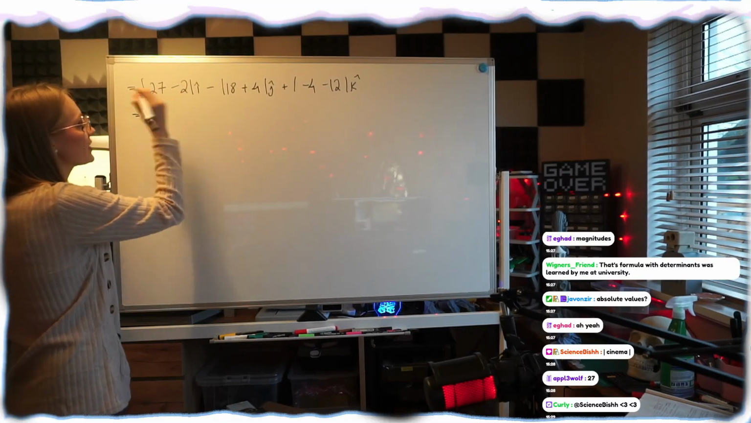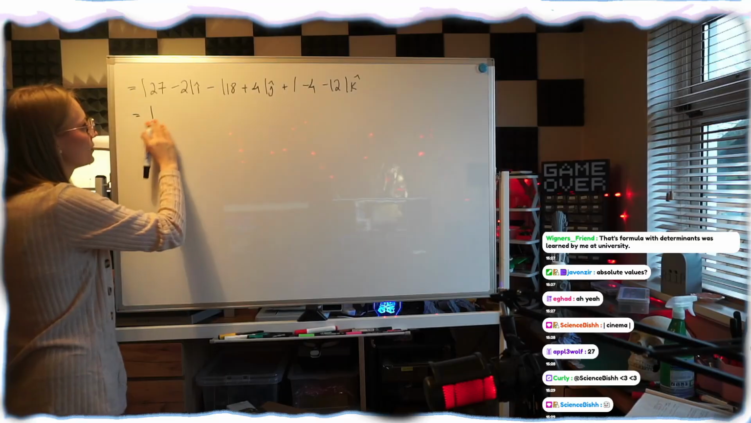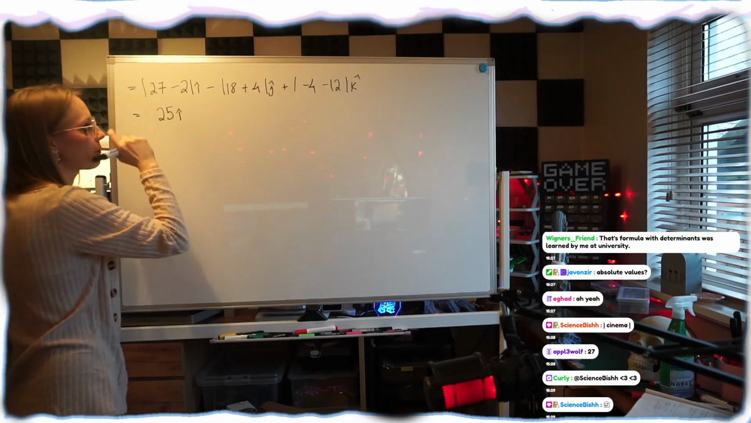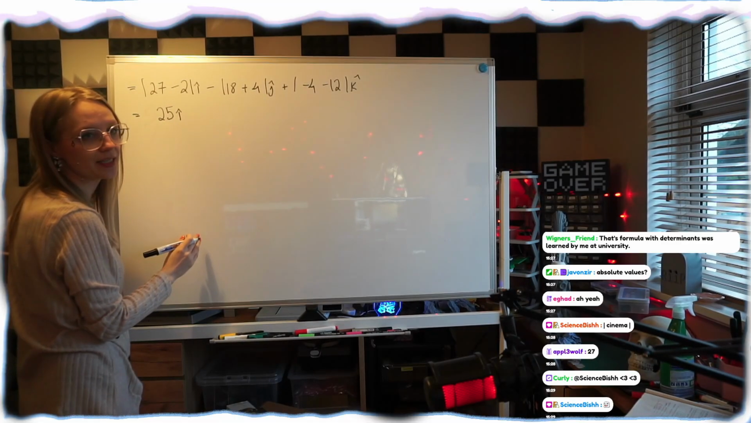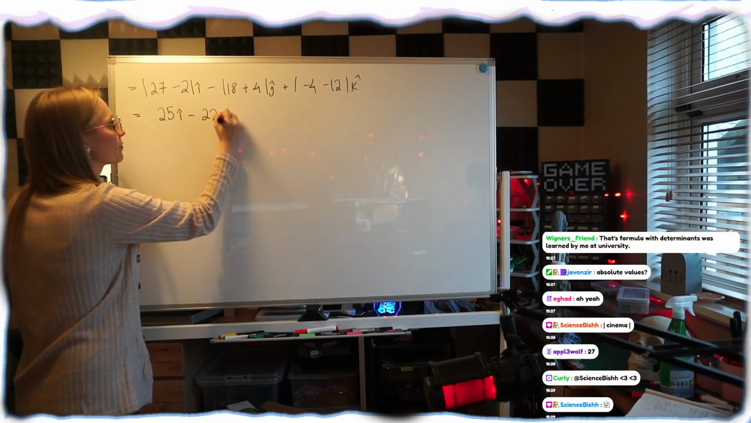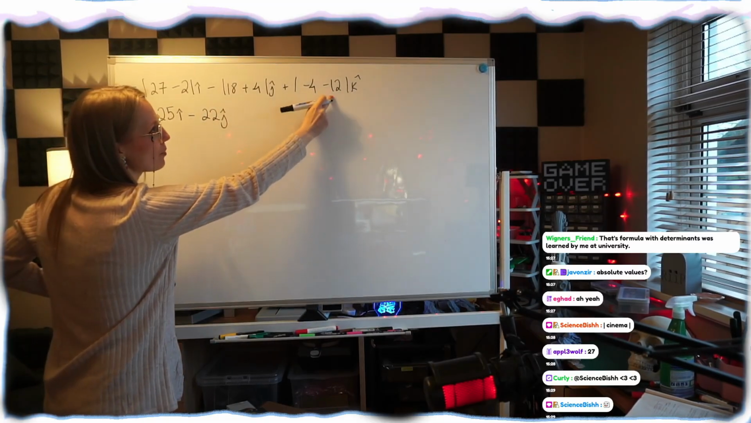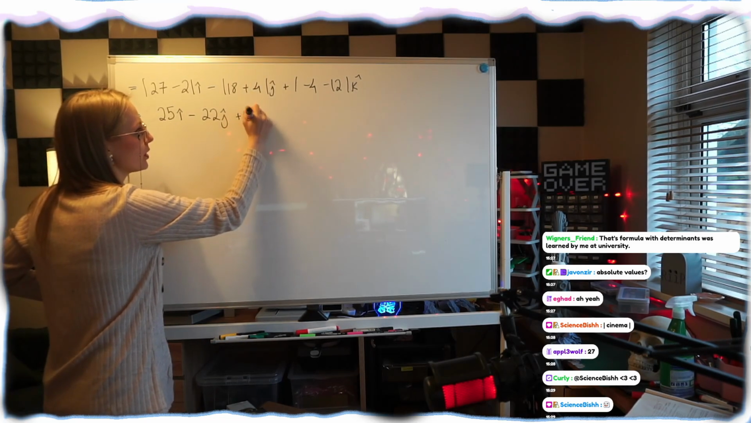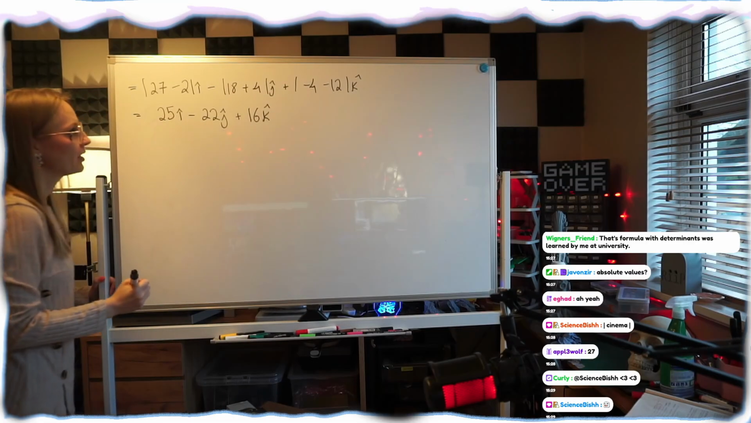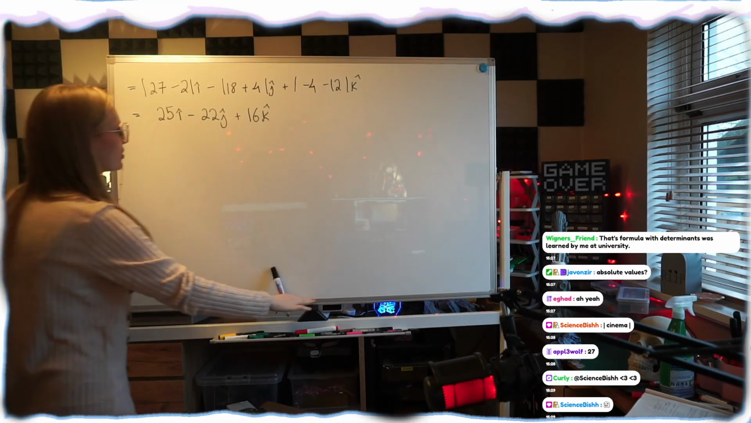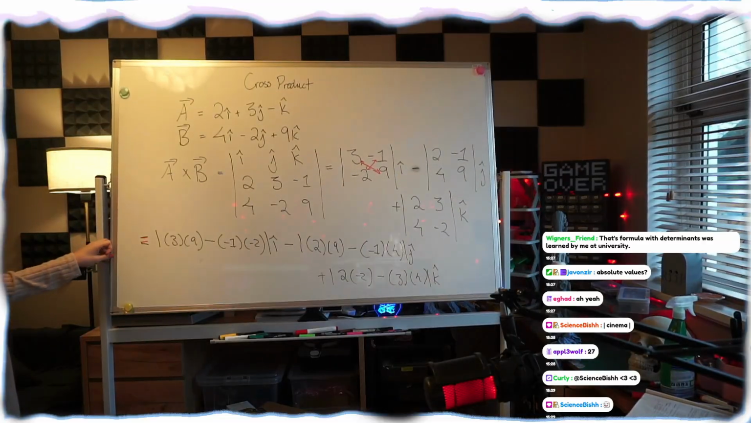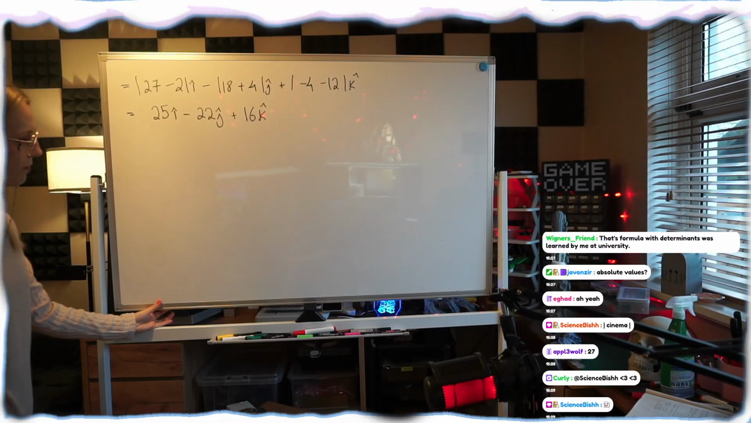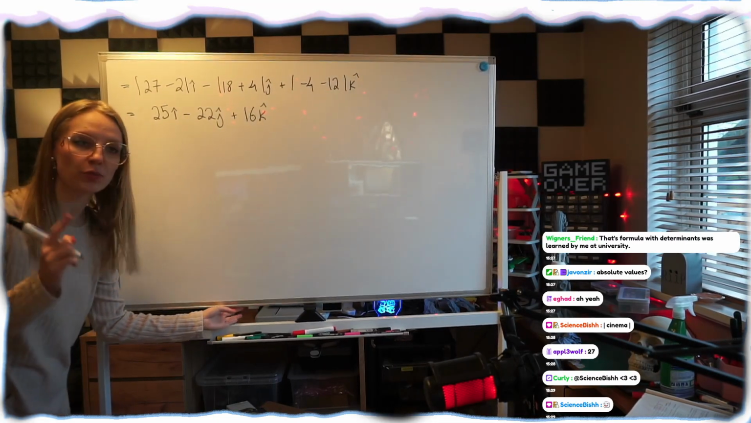Let's continue with the maths. 27 minus 2 is 25. 18 plus 4 is 22. And -4 minus 12 is -16. But because it's a magnitude, it's +16. So the cross product between those two vectors, between these two guys, this. So as you can see, when we did the cross product, we got a vector.